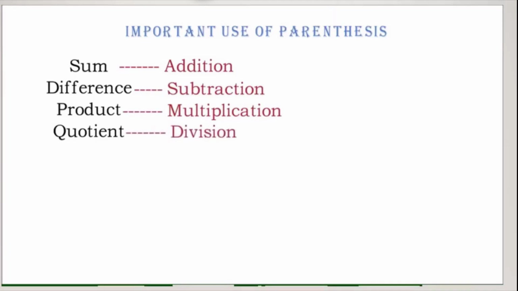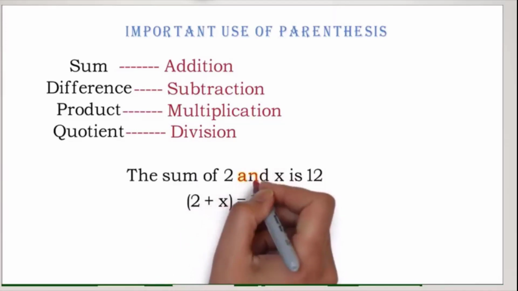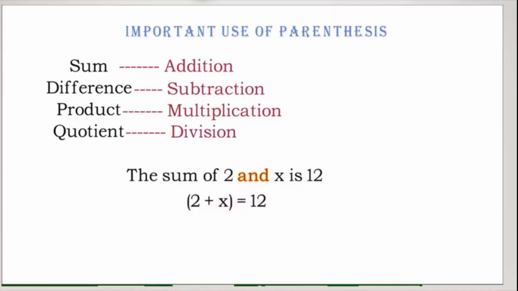But these terms denote a group, and it is necessary to put them in parentheses. Then work from there. Example, the sum of 2 and X is 12. So here we can write it this way. Notice that "and" is what is between the two numbers that we are adding.